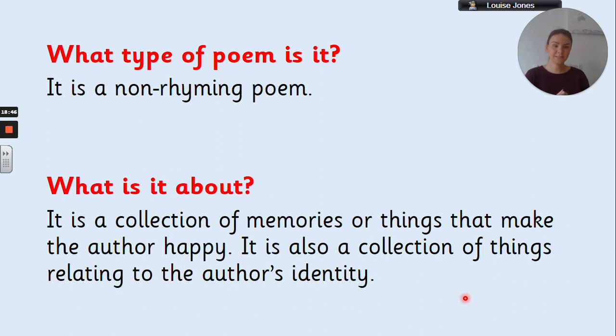So we're starting to see some differences between the two poems. The first poem was a rhyming poem. The second poem was a non-rhyming poem. So we've got a difference there already. But there's a similarity that we can see about what they're about. The first poem was a collection of things that we can do with words. And the second poem is a collection of memories or things that make the poet happy. So both poems are about gathering things together and almost like lists of different things. So that's one way that the two poems are similar.